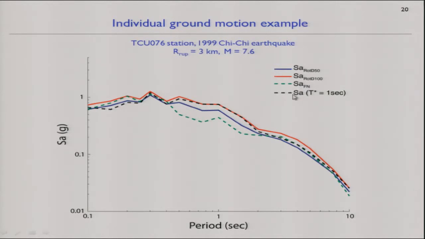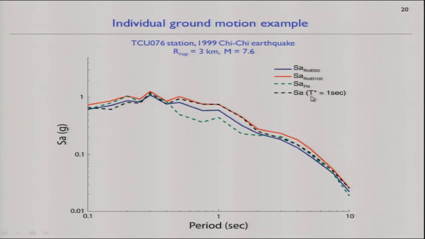Or you could compute, this dashed black line, the response spectrum in the orientation at which the 1 second response spectrum is equal to the RotD100 response spectrum. And those are all different, although that's not always appreciated. So just some comparisons. First, the fault normal response spectrum doesn't look like the RotD100 response spectrum. Sometimes it's similar, but at some periods it's quite a bit lower.